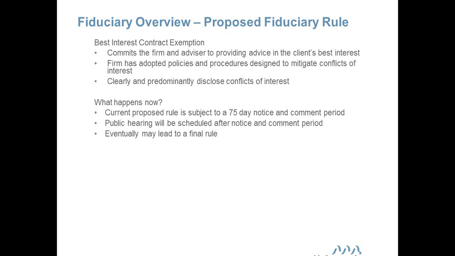And what happens now? Well, the current proposed rule, there's a 75-day notice and comment period that started April 20th. After the notice and comment period, there's going to be a public hearing. And eventually, this may lead to a final rule. It's happened before where even after the notice and comment and the public hearing was scheduled that they yanked the prior rule, but eventually this may lead to a final rule.